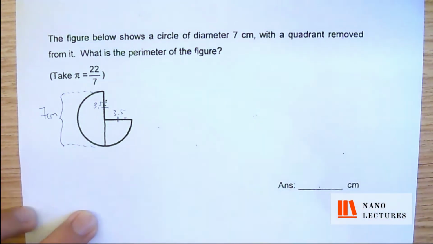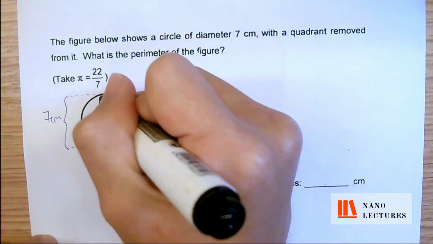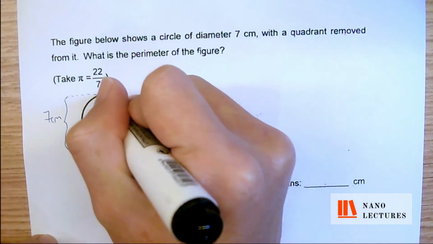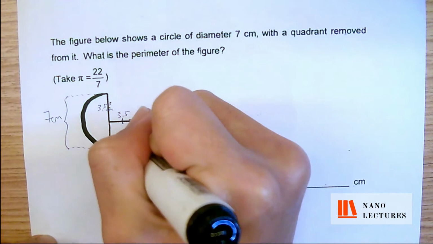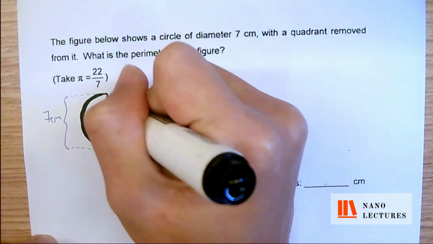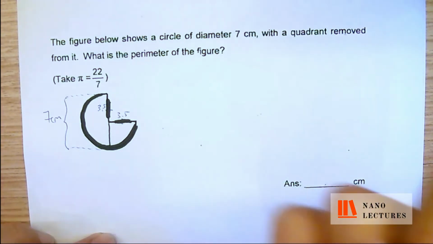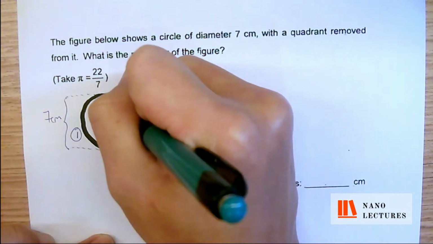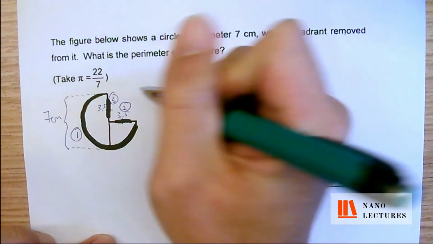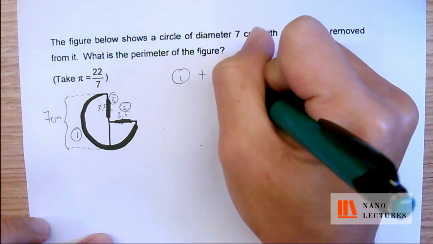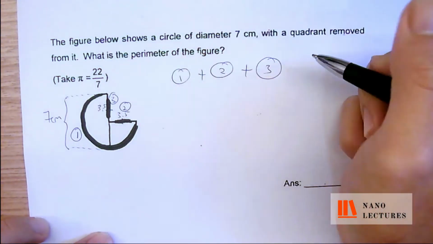So again, I have to remind you all, go and highlight the perimeter of the figure. You have to add this entire thing to this one, and then go and label the portions. This is 1, 2, and 3. So it's 1 plus 2 plus 3. Do it in a very structured manner, you're not going to forget.